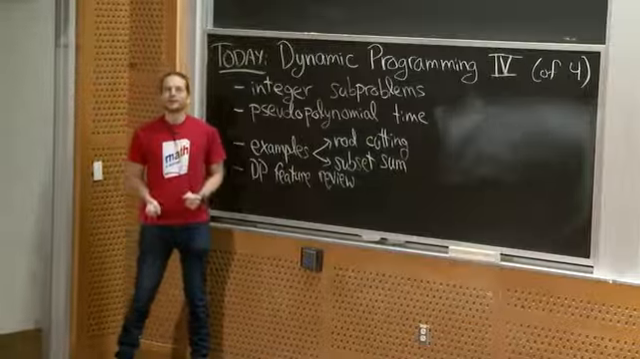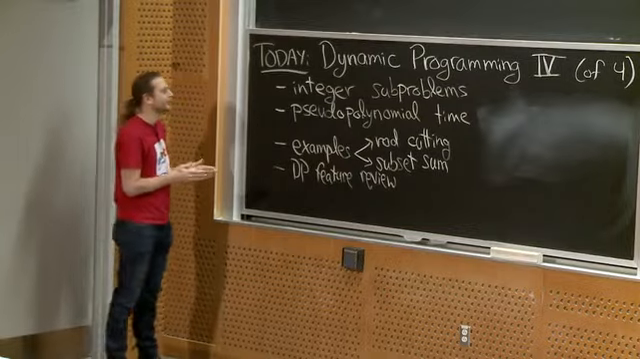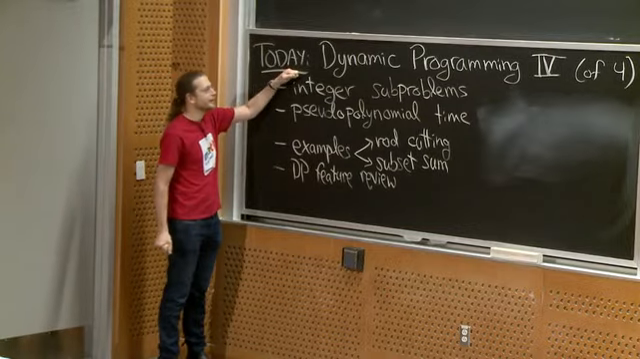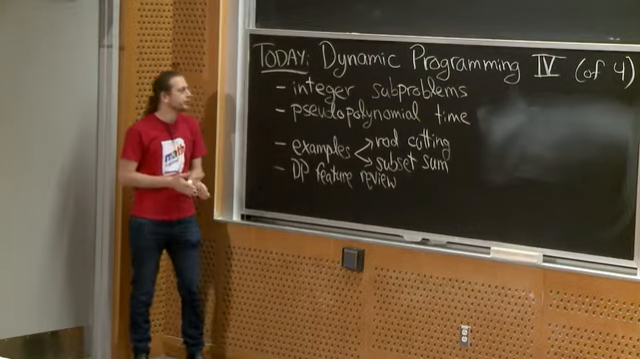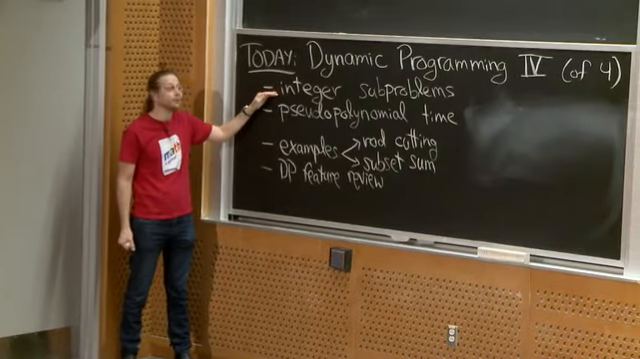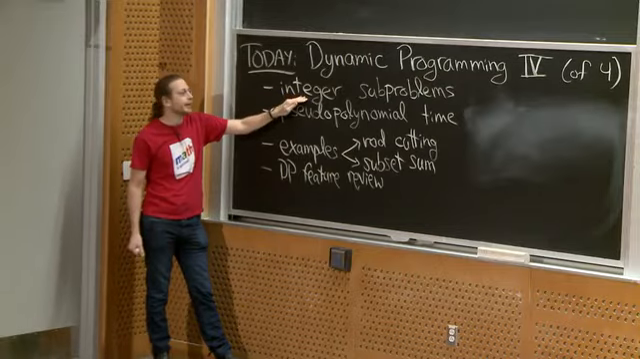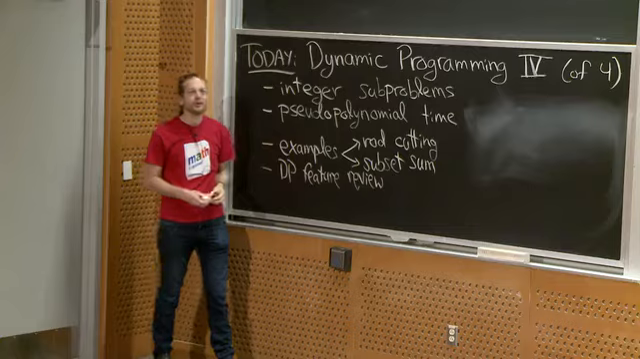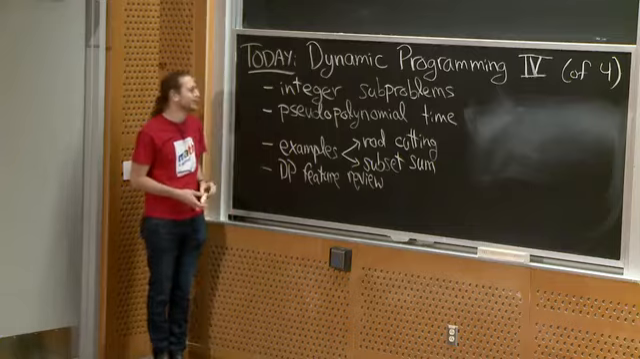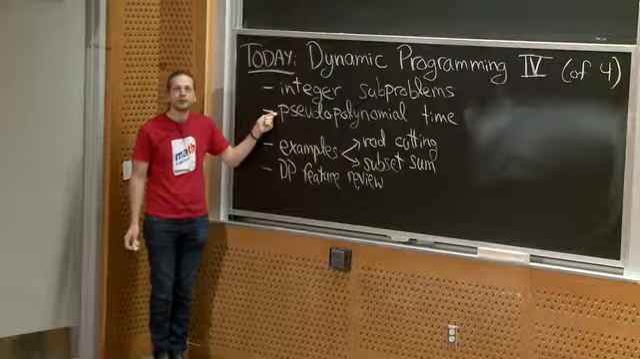All right, welcome to the grand finale of dynamic programming in 6006, 4 of 4. Today we are going to focus in on a particular type of subproblem that we saw at the very beginning with Fibonacci, which is when you have an integer input, and a natural thing to do with that integer input is look at smaller versions of that integer. And this is going to lead us to a new notion called pseudopolynomial time.